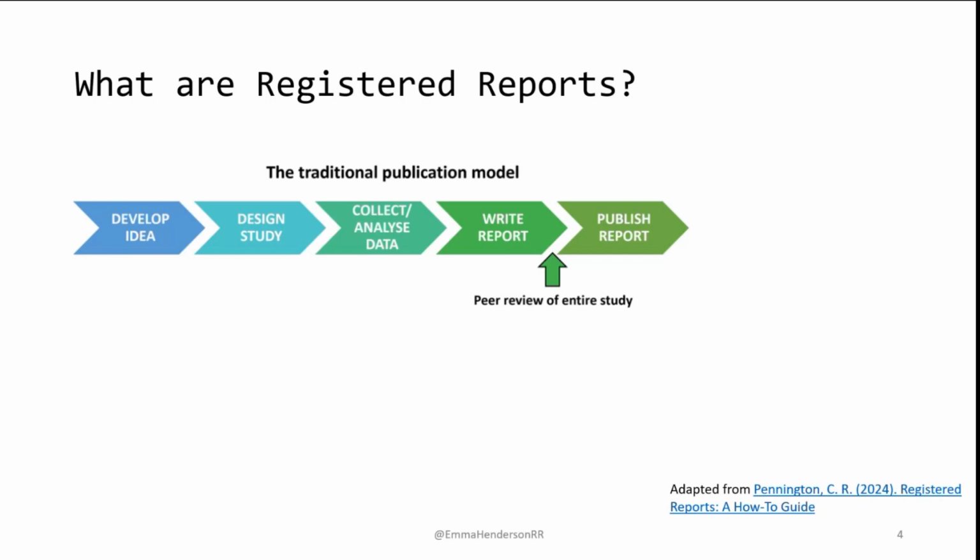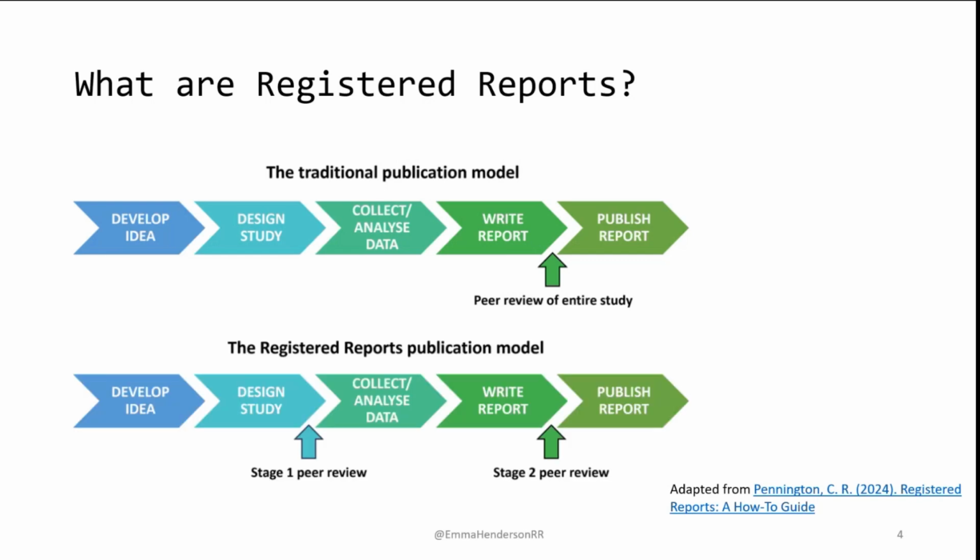The difference with registered reports is that there is this two-stage peer review model. So you develop your idea, you design your study, and at that stage, you go through the first round of peer review. You haven't run your study yet, but it undergoes peer review for the plan of your study. You then go away, collect your data, and write up the report. It undergoes a second round of peer review, so at that normal stage where you have peer review, and then it will be published. I'll talk through this in a little bit more detail now.